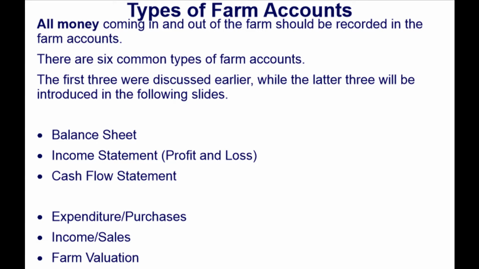There are 6 common types of farm accounts. The first 3 were discussed earlier, while the latter 3 will be introduced in the following slides. Balance sheet, income statement, profit and loss, cash flow statement, expenditure, purchases, income and sales, and farm valuation.